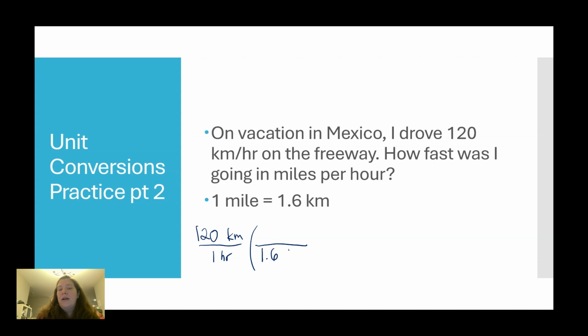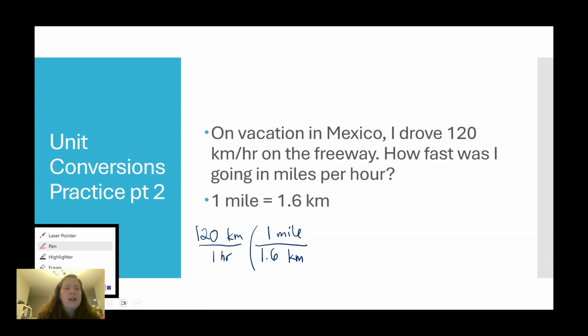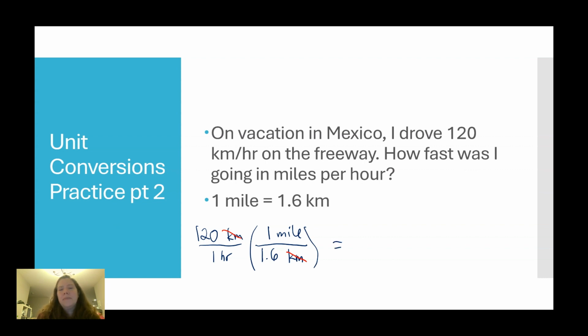It's going on the bottom. Remember that line in a fraction means divide. Or I can just notice, oh, how lovely. My kilometers and kilometers are going to cancel together, and I'll be back at miles per hour. In this guy, I've got 120 divided by 1.6. And if you do that in your calculator, you're going to end up with 75 miles per hour. I thought I was really speeding. 70 is not that bad.